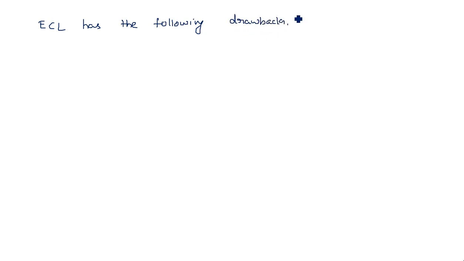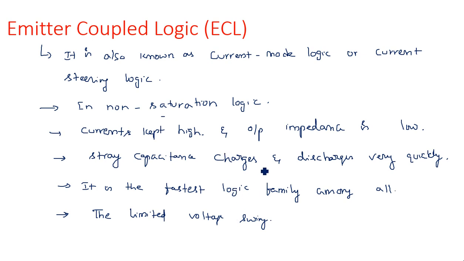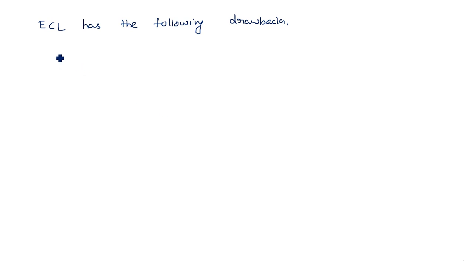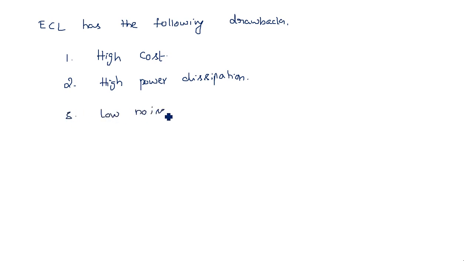Along with the advantages I have stated, like non-saturation logic, the fastest logic family, very high currents, low output impedance and low stray capacitance, it also has a few drawbacks. One is very high cost. Power consumption is also very high, so high power dissipation, and low noise margin.